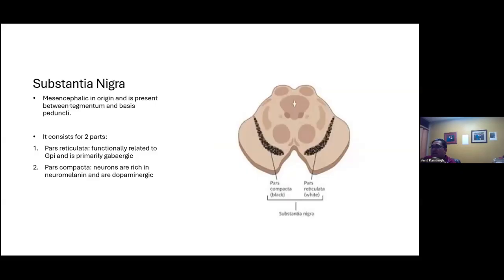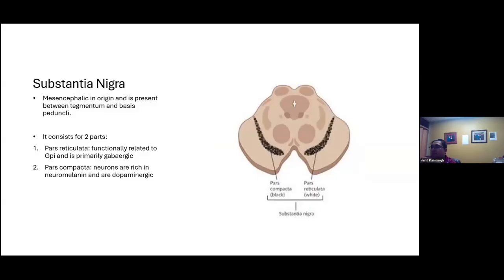So we look at the substantia nigra, and unlike the globus pallidus, it's mesencephalic in origin, meaning that it derives from the midbrain, and it's present between the tegmentum, which is like the mass or the body of the midbrain, and the basis pedunculi. And it consists of two parts, the pars reticulata, which is functionally related to the globus pallidus internus. So it's somewhat anatomically continuous with that. And the neurons are predominantly inhibitory in that they are GABAergic.